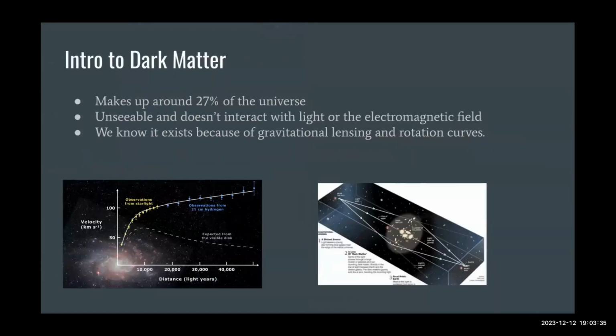So first, here's an intro to what dark matter actually is. Dark matter is a type of matter that doesn't interact with light or the electromagnetic field. Unlike ordinary matter, dark matter doesn't emit, absorb, or reflect light, making it invisible to traditional telescopes and similar tools that rely on light. Even though we can't see it directly, scientists have estimated that dark matter makes up about 27% of the entire universe.